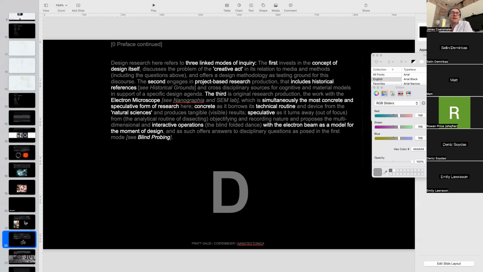mode of inquiry that I consider as one of the three linked modes is actually very close and related to the scientific method, and therefore has a very easy way to be declared as design research, because it actually adopts the scientific method and even tools and devices from fields that are primarily about research, material science, for instance. So the third one, you could argue, is original research production. There's stuff that comes out at the end of that research that actually is tangible research material, in our case the electron microscopy images that we are originally producing.